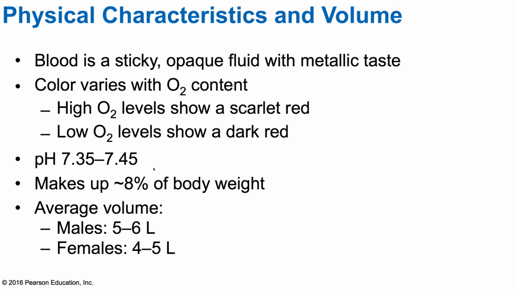Now, the pH for blood ranges from 7.35 to 7.45. The average is about 7.4, so it's a plus or minus 0.05 value. Now, this is very important. It has to be maintained within these boundaries. When this is not the case, then you can have serious life-threatening problems.